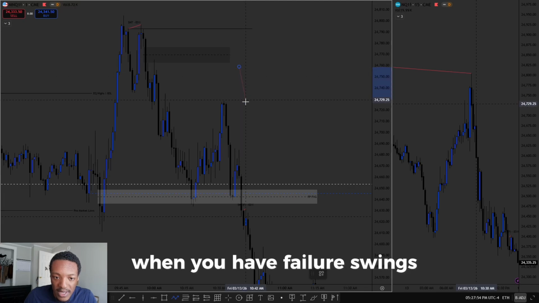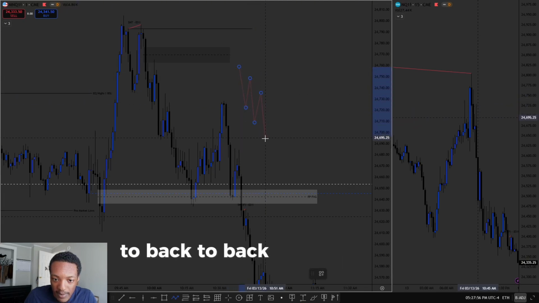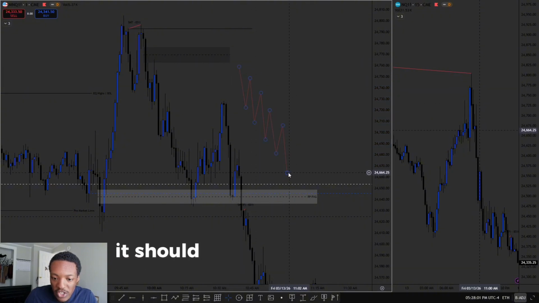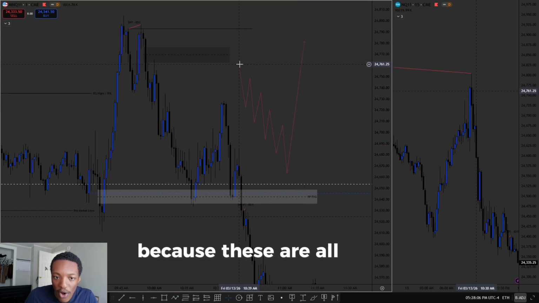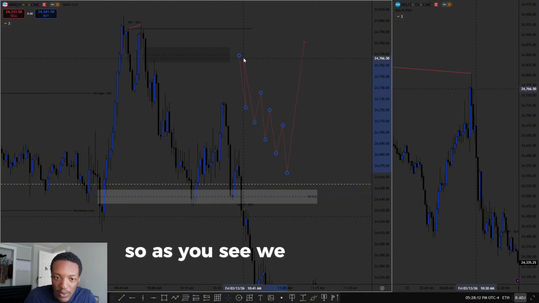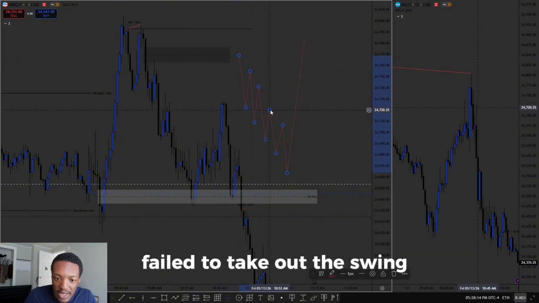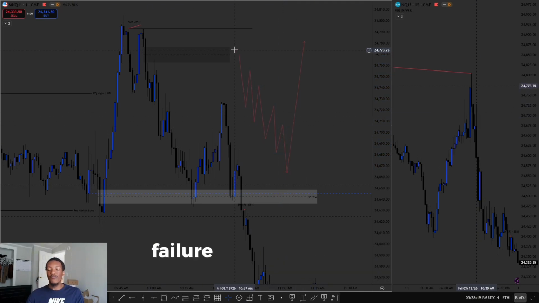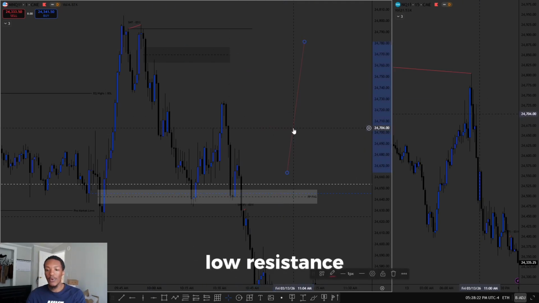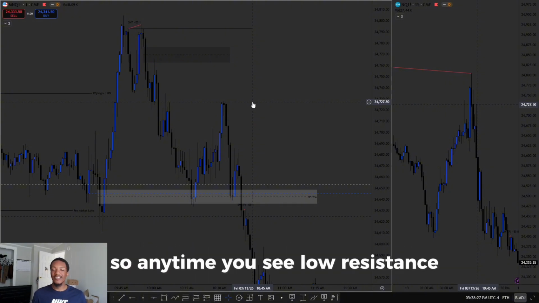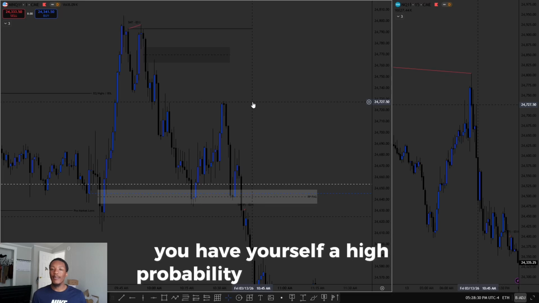When you have failure swings back to back to back. So here, if you look up here above, it should be easy for price to run out all this liquidity because these are all failure swings. A failure swing is when price fails to take out the previous swing. So as you see, we failed to take out the swing, failed to take out the swing, failed to take out the swing, and failed to take out the swing. So you see here that these failure swings create low resistance liquidity. Low resistance liquidity is a high probability draw on liquidity. So anytime you see low resistance, you understand you have yourself a high probability draw on liquidity.